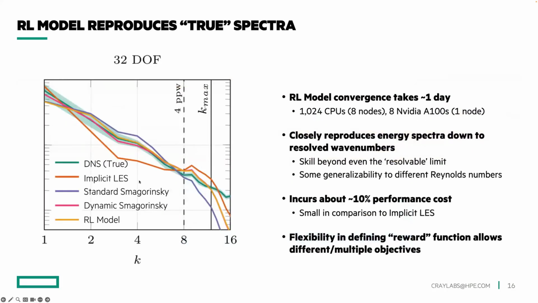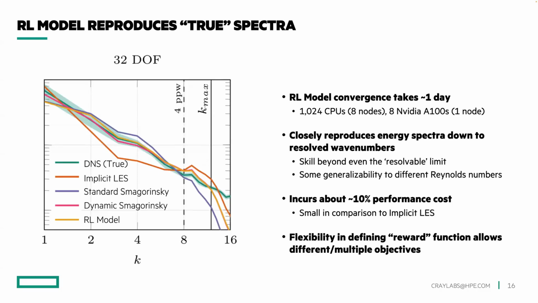Results, well, just quickly, the model converges in more or less 1 day, running on 8 CPU nodes and 1 GPU node. The energy spectrum was very well reproduced, at least up to the resolved wave numbers, which is K max here. It even showed some skills beyond the resolvable limit, and it showed generalizability to different Reynolds numbers.